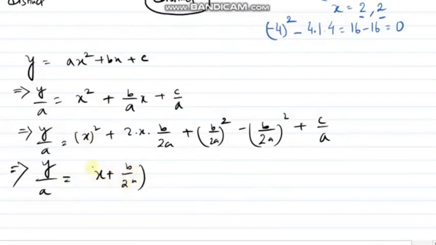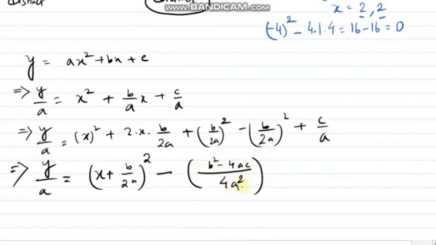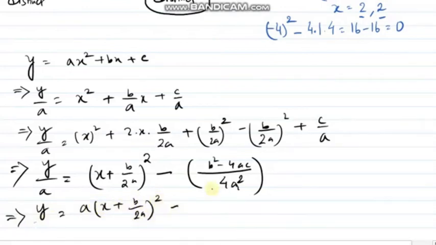So from the first three terms I can do it. From the last two terms, if I take minus common and 4a square, it will be b square minus 4ac. Is it fine? So y equals a into x plus b by 2a whole square minus, if I multiply this by a, it will be b square minus 4ac divided by 4a square, right?